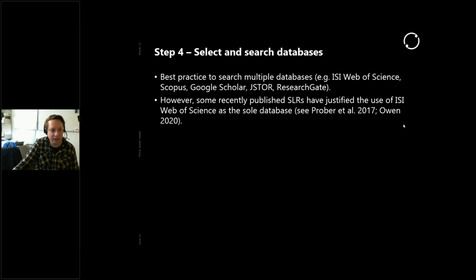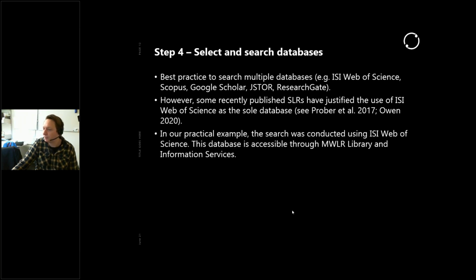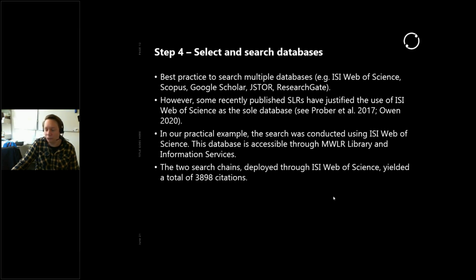Of course, if you do have access, maybe through some research colleagues at universities or other institutes, to do the same searches in other databases, I would recommend that you do that. In our practical example, like I say, we used ISI Web of Science, and you can find this through the Manaaki Whenua Library and Information Services. We used those 2 search chains, we deployed them, and this came back with 3,898 citations.